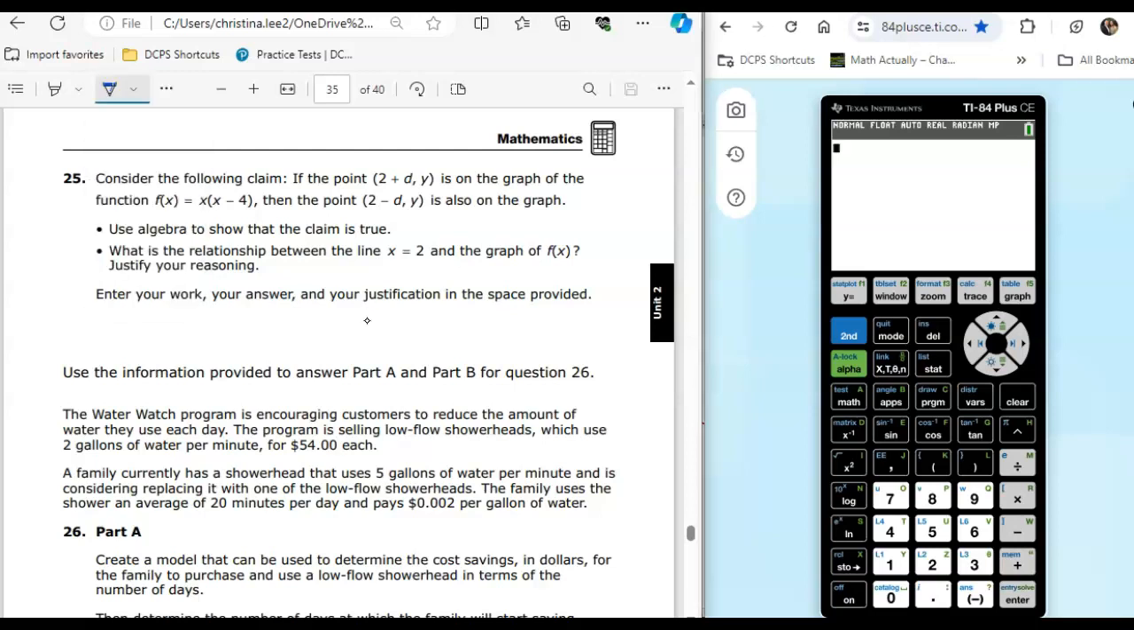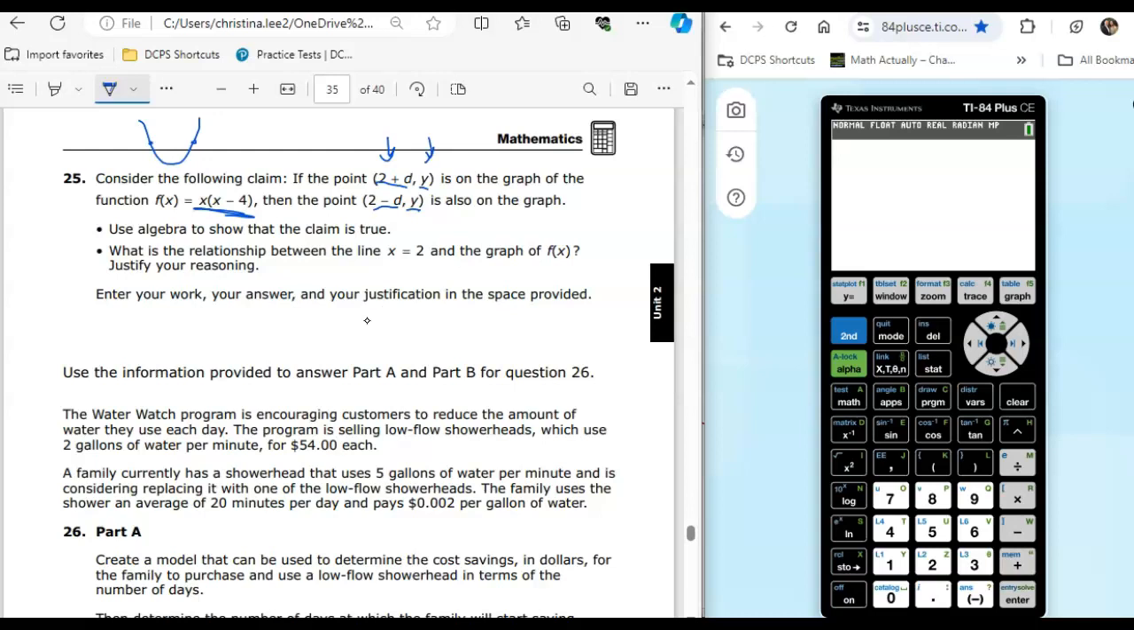So note here that these points, although they are not numbers, are the same, right? The y value is the same. And so that would mean that assuming this is a parabola, these points are opposite of each other, because remember, parabolas are symmetrical. The y values are the same, but the x values are different. And so to use algebra to show that the claim is true, we're going to plug in 2 plus d as x and plug in y as our output.